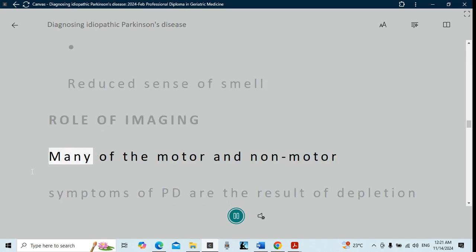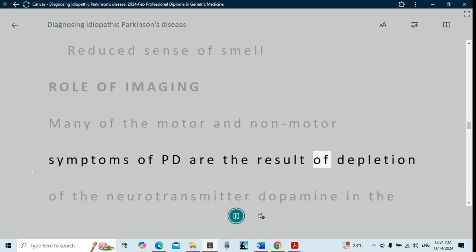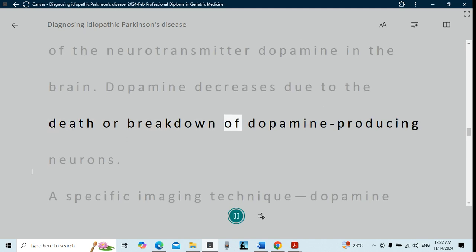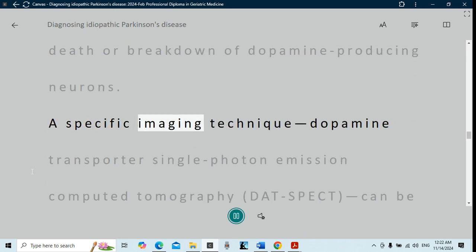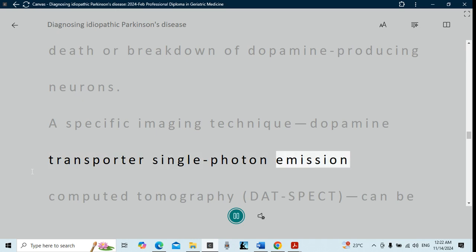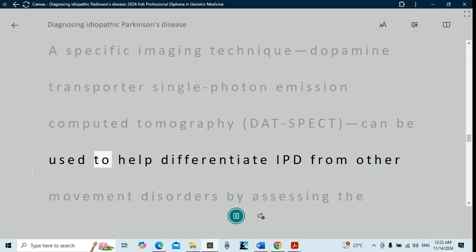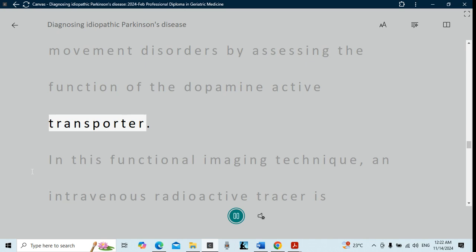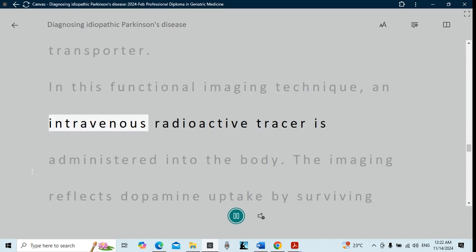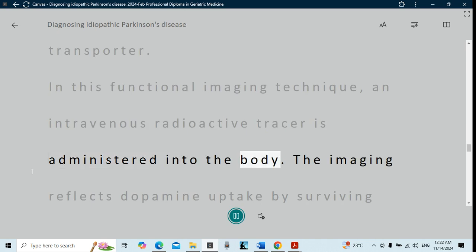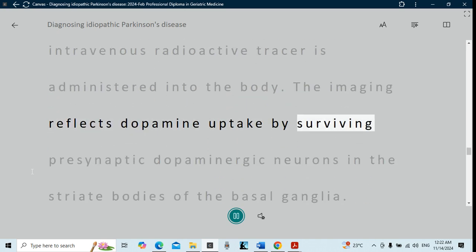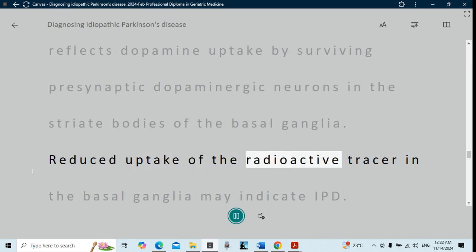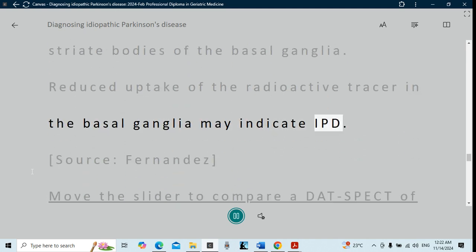Role of imaging. Many of the motor and non-motor symptoms of PD are the result of depletion of the neurotransmitter dopamine in the brain. Dopamine decreases due to the death or breakdown of dopamine-producing neurons. A specific imaging technique, dopamine transporter single photon emission computed tomography, DAT SPECT, can be used to help differentiate IPD from other movement disorders by assessing the function of the dopamine active transporter. In this functional imaging technique, an intravenous radioactive tracer is administered into the body. The imaging reflects dopamine uptake by surviving presynaptic dopaminergic neurons in the striate bodies of the basal ganglia. Reduced uptake of the radioactive tracer in the basal ganglia may indicate IPD.